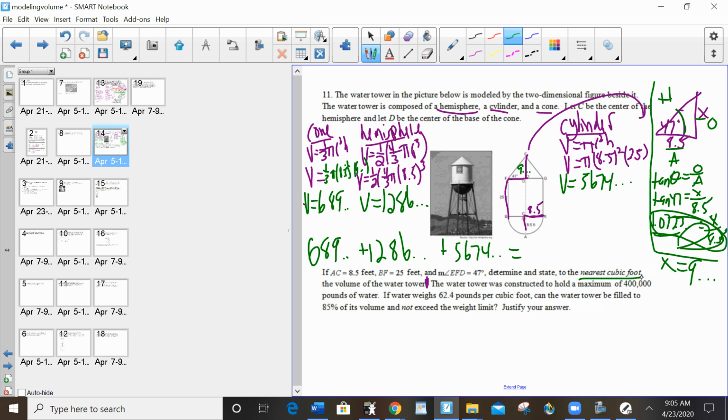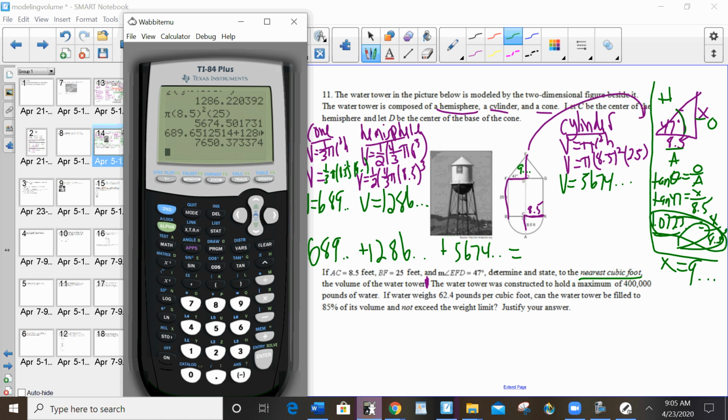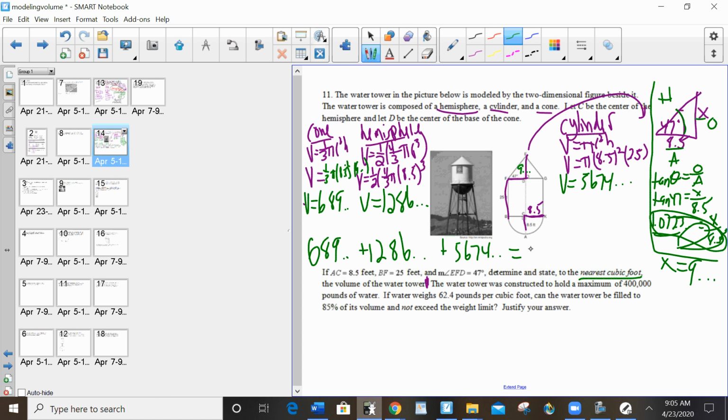So, you know how I don't say to round until the very end? Well, you round once they ask you a question. It's asking me at this point for the volume to the nearest cubic foot. So that would be 7650. That's the answer to the first question.